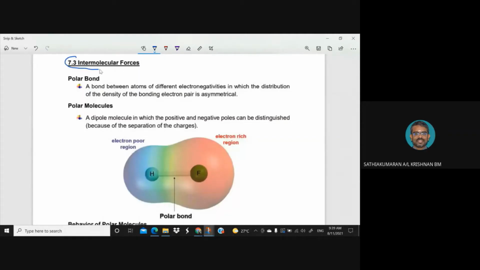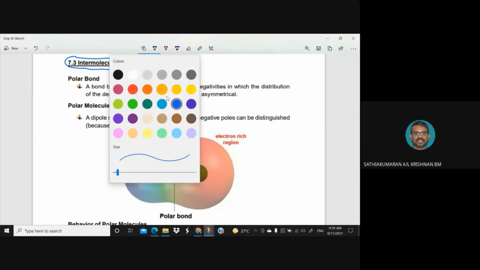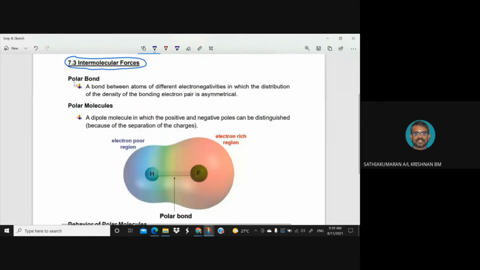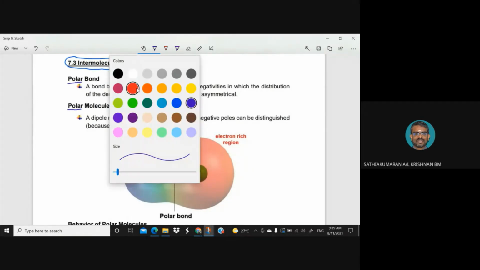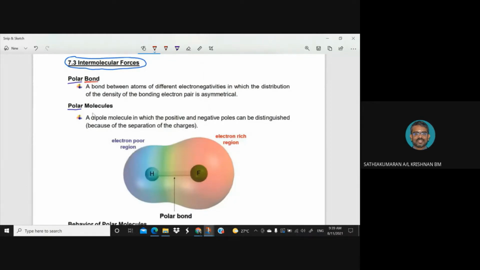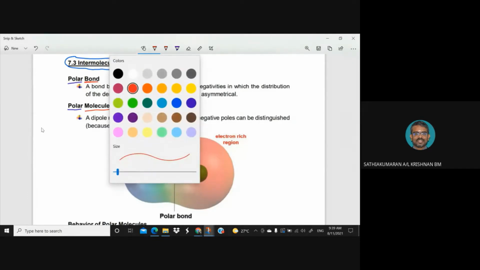Now we are going to study intermolecular forces, 7.3. Before that, you have to know these two words: polar bond and polar molecule. What is the difference? Bond, you see here, bond; here, molecule. You have to differentiate these two. When we call polar bond and when we call polar molecule, don't confuse these two. Now let us see one by one.